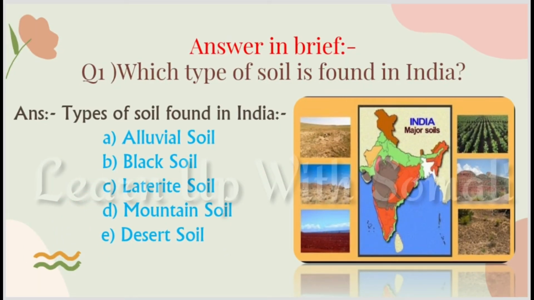Now my dear kids, moving on to another set of questions for which also you have to write the answer in brief. Question number 1. Which type of soil is found in India? The answer is types of soil found in India are number A. alluvial soil, number B. black soil, C. laterite soil, D. mountain soil and E. desert soil.